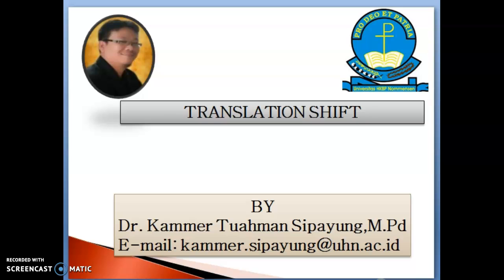Well, for this meeting, we talk about translation shift based on the theory of Catford. If you are talking about shift, there is a change. So according to Catford, there are two main types of shifts, and both shifts can be divided into subtypes.